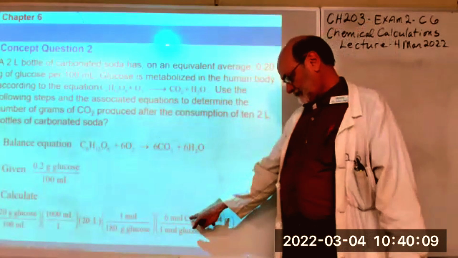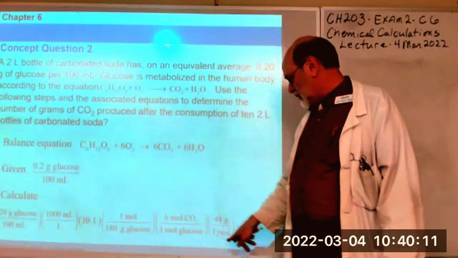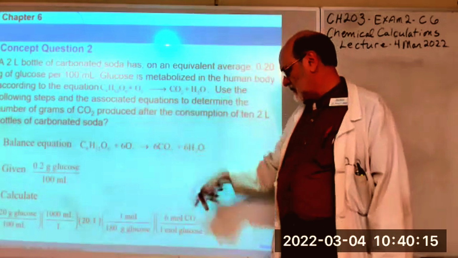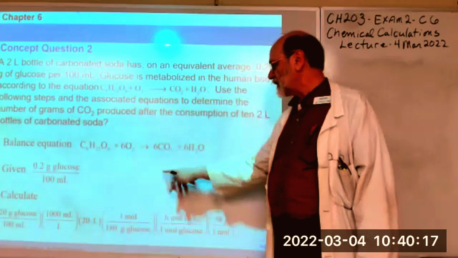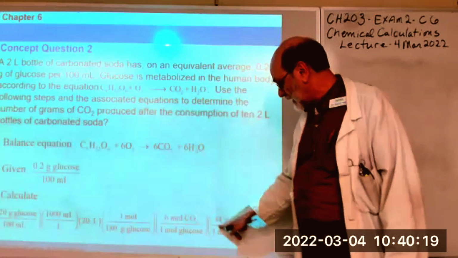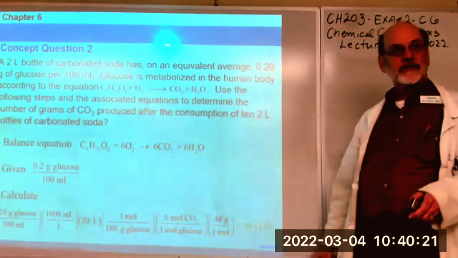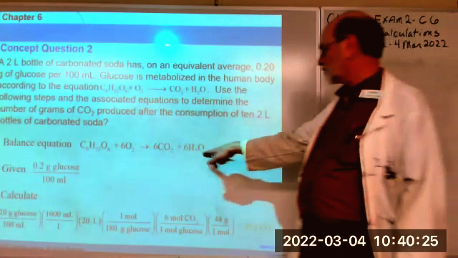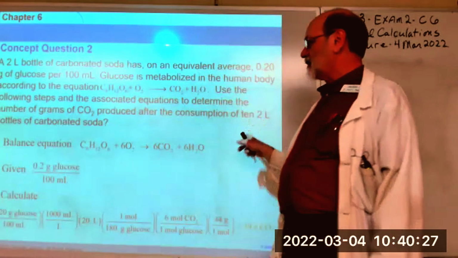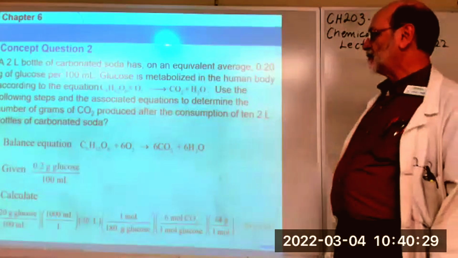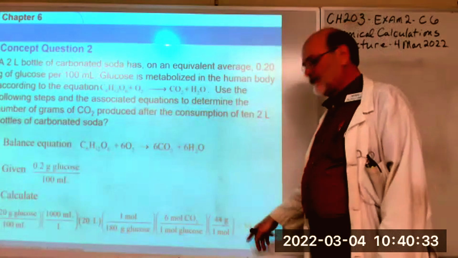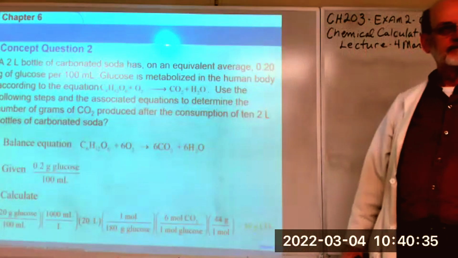And then, now that we know how many moles of glucose, we need the molar mass of carbon dioxide. Excuse me, how many moles of carbon dioxide? Molar mass of carbon dioxide gives us 59 grams of CO2. So after you consume 10 2-liter bottles of pop, you're going to exhale 59 grams of CO2.